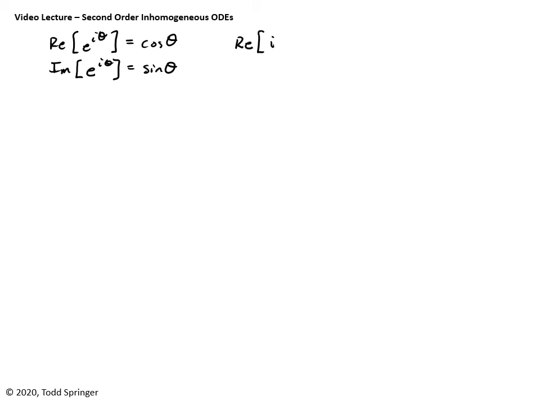The real part of i e to the i theta is equal to what? That's equal to minus sine of theta. And the imaginary part of i e to the i theta is equal to cosine of theta. So here's some extra practice.